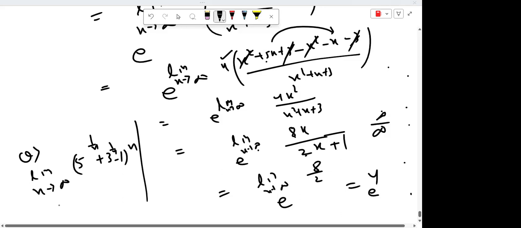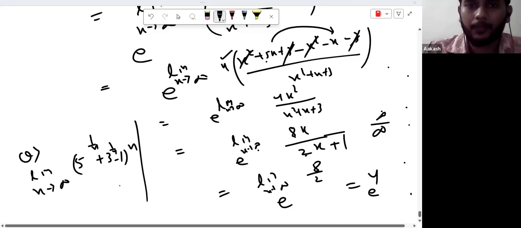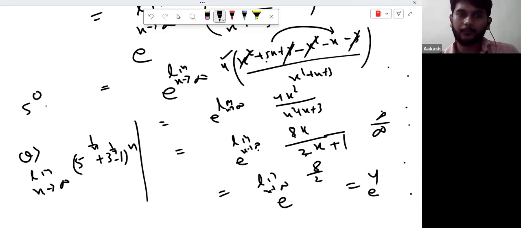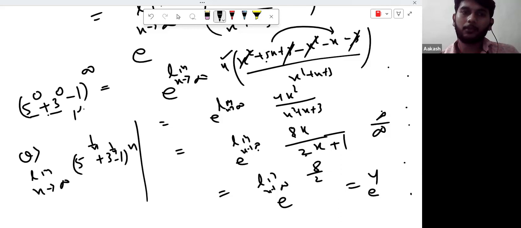So here also the same formula, same thing, right? Just put the value. If you put n equals infinity here, you will get 5 to the power 0, since 1 upon infinity is 0, plus 3 to the power 0, minus 1. So this is 1 plus 1, 2, minus 1 is 1. So 1 to the power infinity, right?